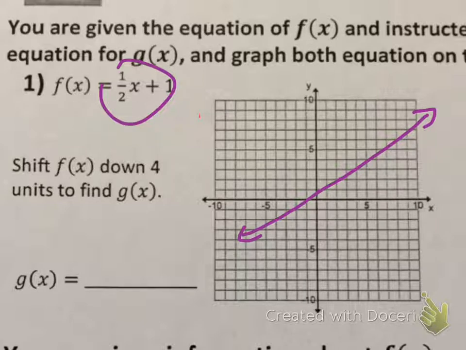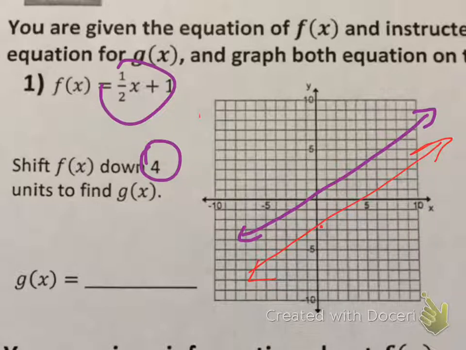It says shift f of x down 4 units. So really what I'm doing is I'm going down 4 units from everywhere I'm at. So 1, 2, 3, 4 right here, and then everywhere. So 1, 2, 3, 4 right here. My graph's going to go through those new ordered pairs again, just like this.